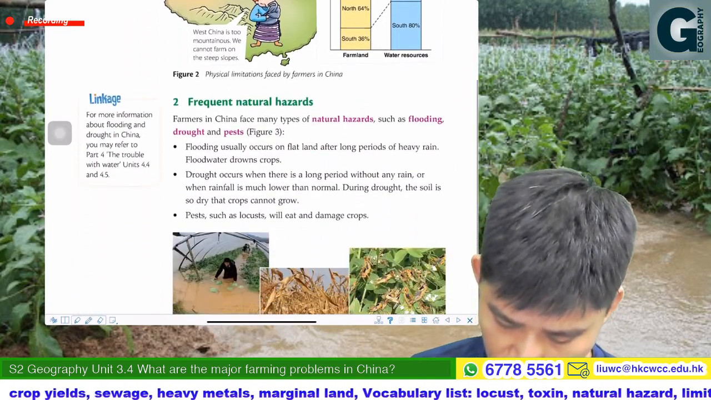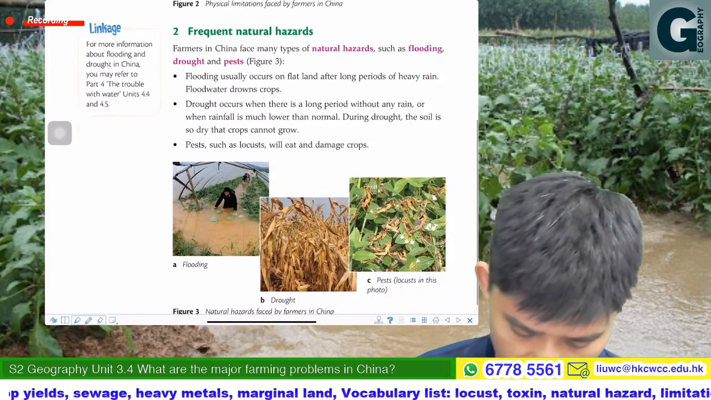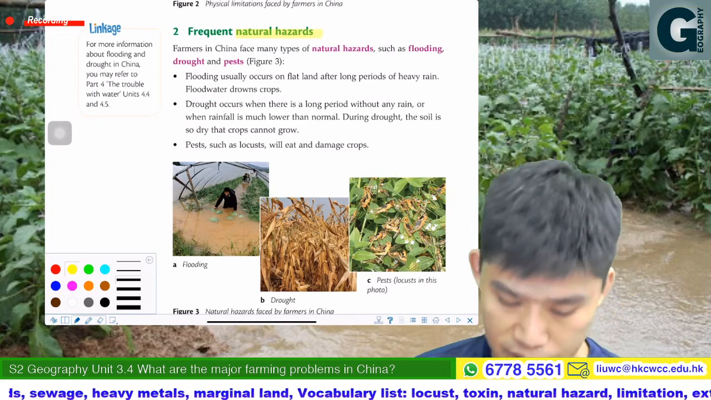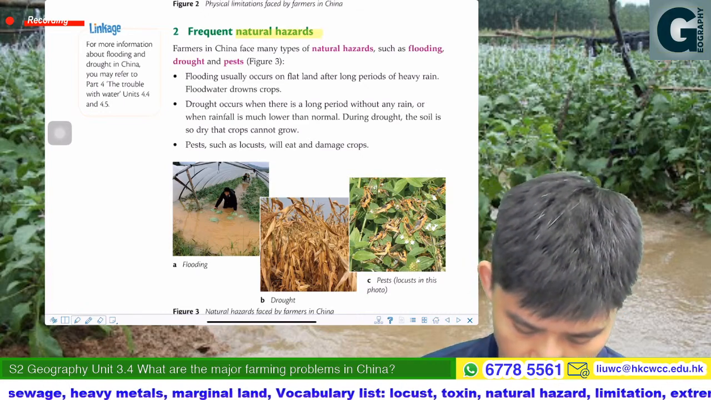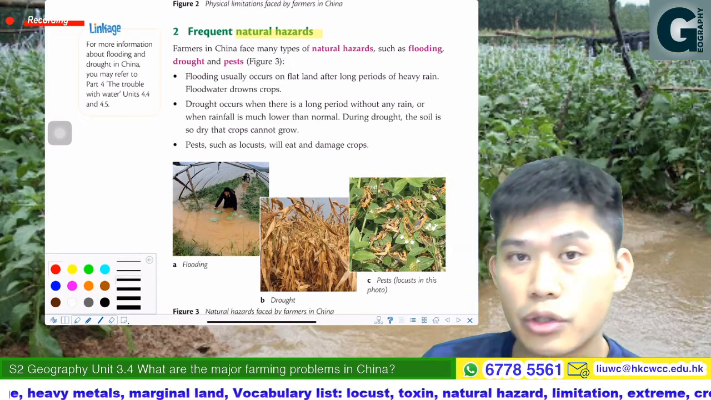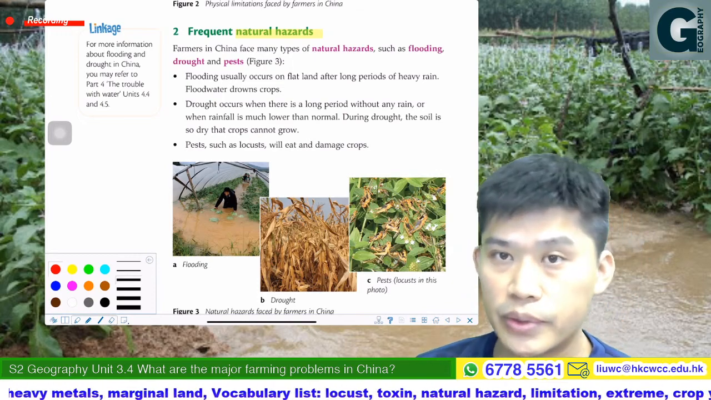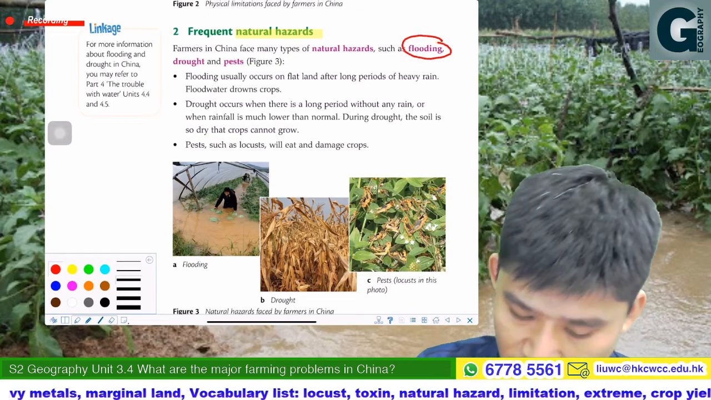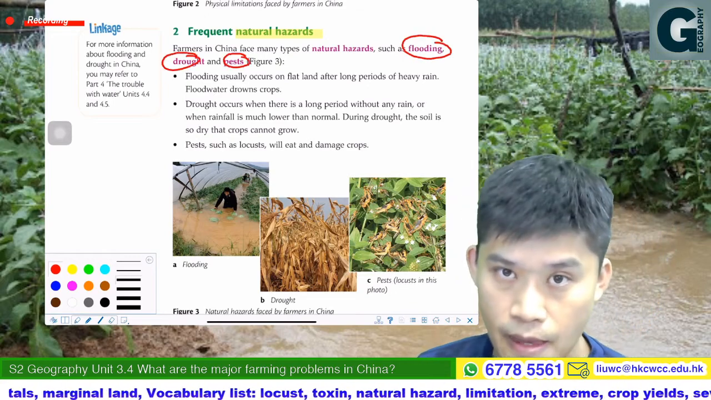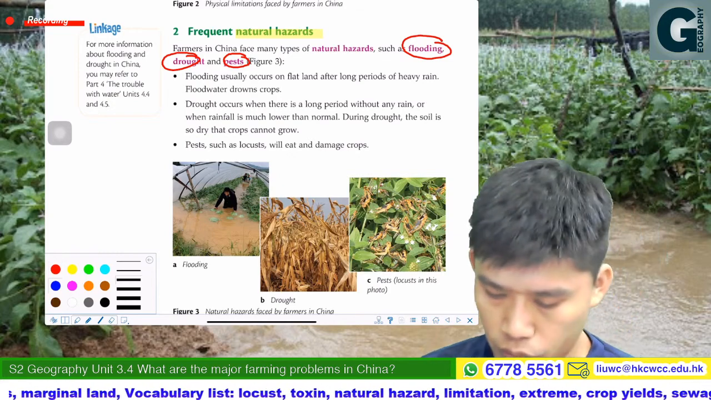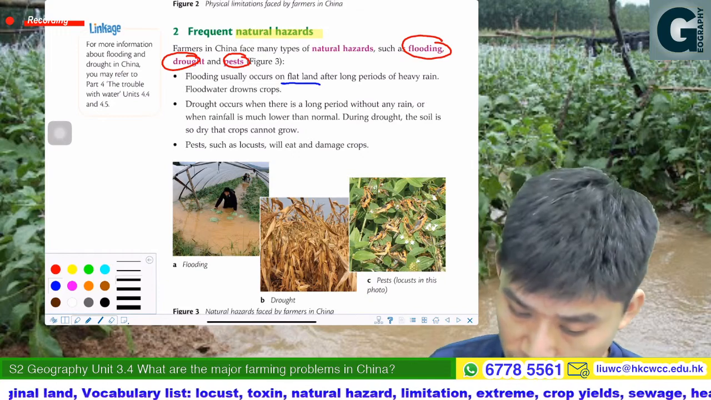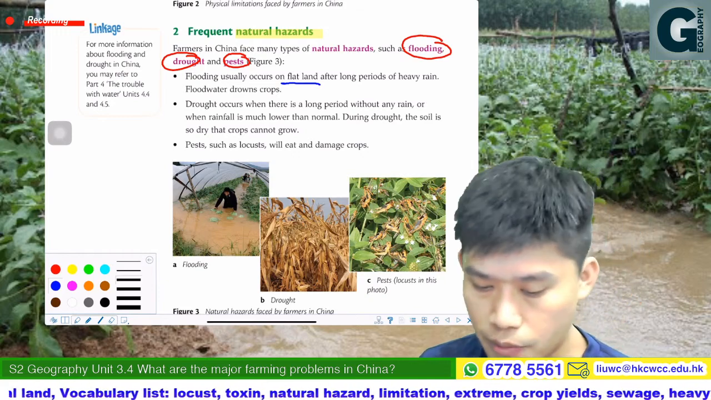Then the next physical factor that may affect the food supply is natural hazards. For natural hazards, it is obvious. What natural hazards may affect the farm production, such as flooding, drought, and also pests. Flooding normally occurs in flat land after a long period of rainfall. Floodwater drowns crops.